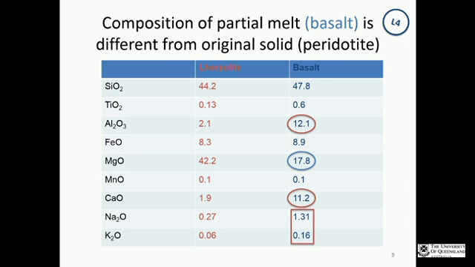lherzolite. How do we call these two chemical elements together? Total alkalis, yeah? We're going to use them later in the TAS diagram, yeah? So remember, keep this in mind. Basalt not only has less magnesium and more aluminium and calcium, it also has more alkalis than lherzolite.